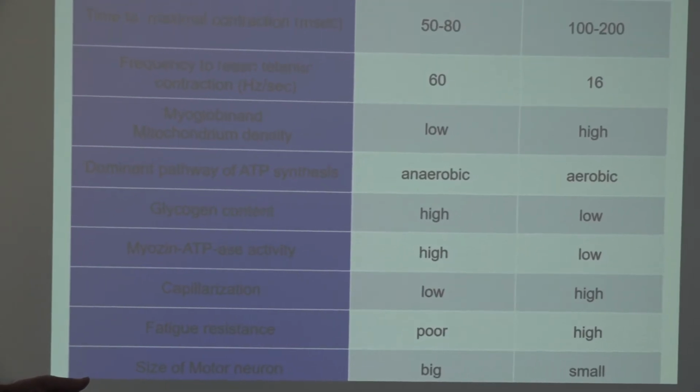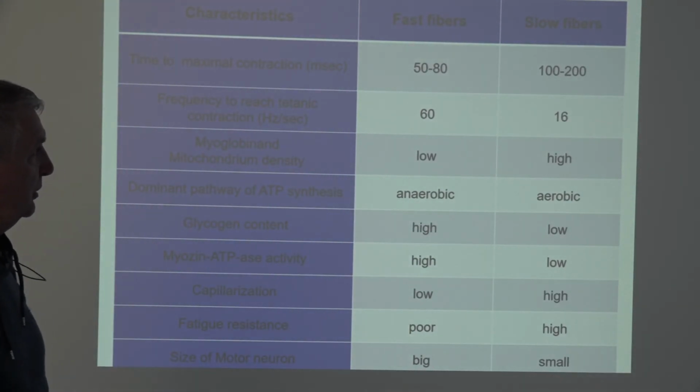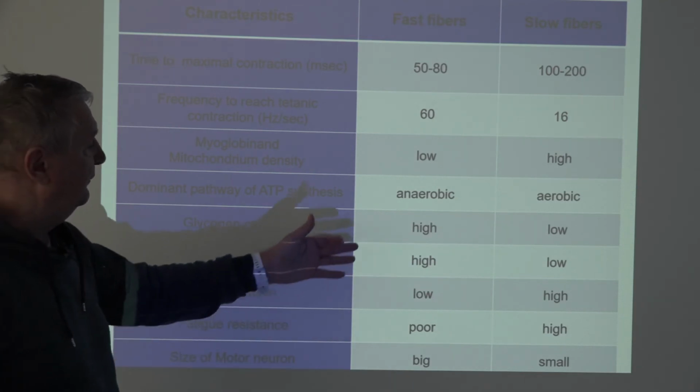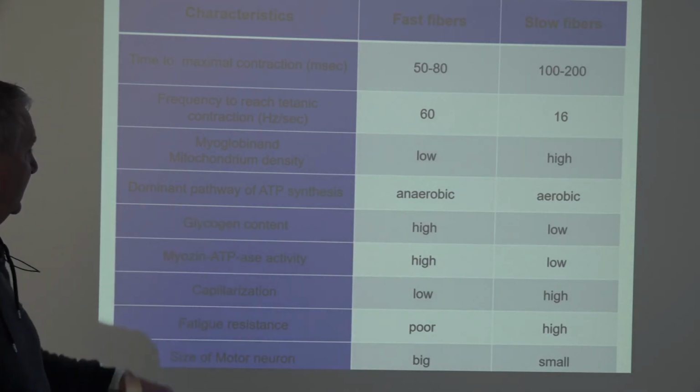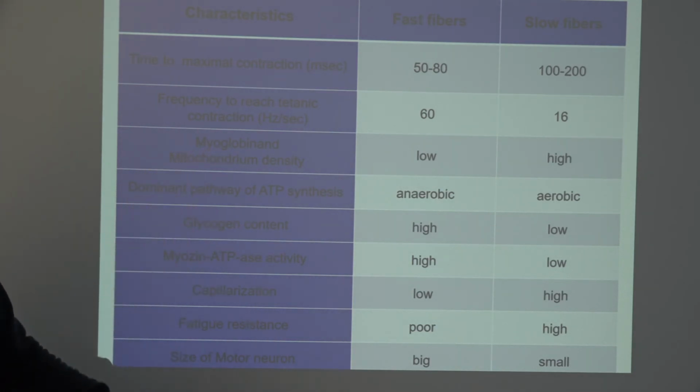But naturally, slow fibers contain much more mitochondria than fast fibers. Glycogen content also different. Now here, myoglobin and mitochondrial density is very different.